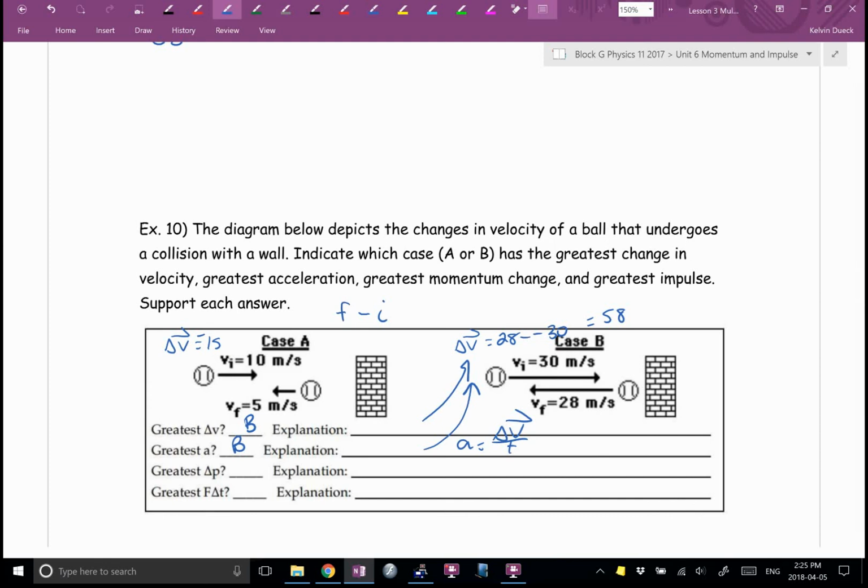Which one has the biggest impulse? Bigger change in velocity, same mass, bigger impulse. Oh, actually that's supposed to be which one has the biggest momentum change, and I've just given the answer for part B because impulse for the last one and momentum change are interchangeable. They're the same thing. Whew.